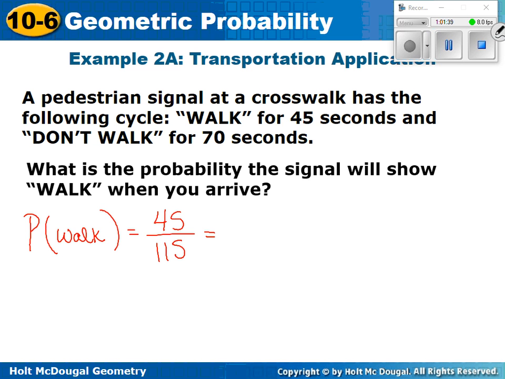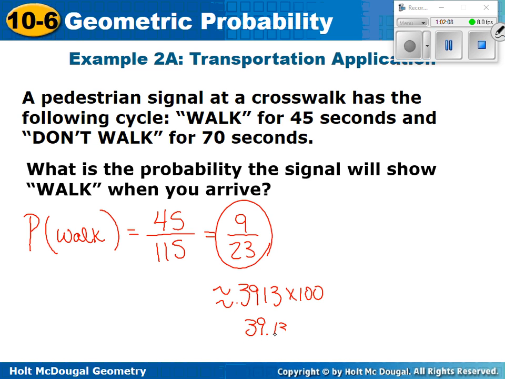5 over 23? 9 over 23? Somebody agree? Sounds right. 5 goes into both. So this would be my answer. Or what is that as a percentage? Okay, so what is it before you rounded? Okay, so 0.3913, which when we multiply that by 100 becomes 39.13%, or we could put approximately 39%.